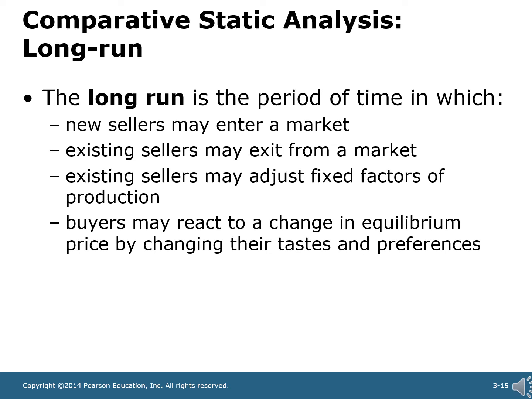So in our example, we were looking at what happens in the short run. Now, we can also look at what happens as a result of the shift in the supply and demand curve in the long run. The long run is a period of time in which new sellers can enter a market or existing sellers can exit the market. So you have new firms jumping in, competing in that market, or existing firms leaving the market. So existing sellers can adjust fixed factors of production.